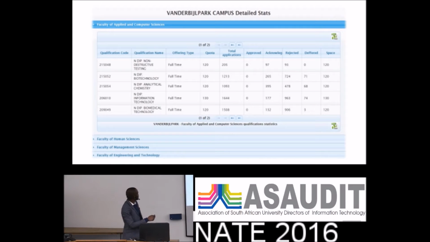and those are the qualifications under the Faculty of Computer Science. The offering types, whether they are part-time, full-time. You can have their quotas, how many students were needed, how many students applied, how many students were approved, how many students meet the minimum requirements, how many students are rejected, how many are on the waiting list, what's the space remaining, all these kinds of things. And of course, this is a downloadable report.